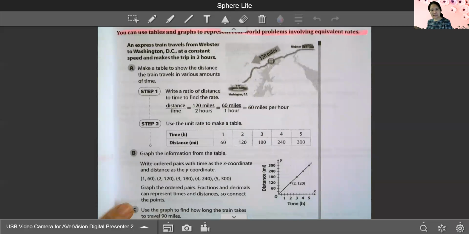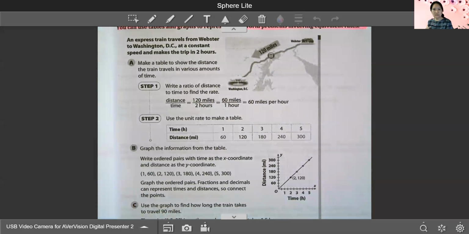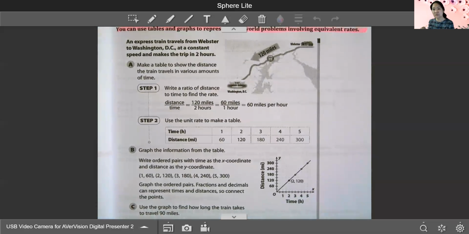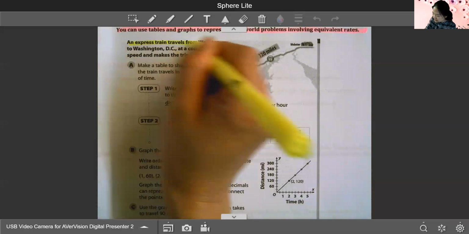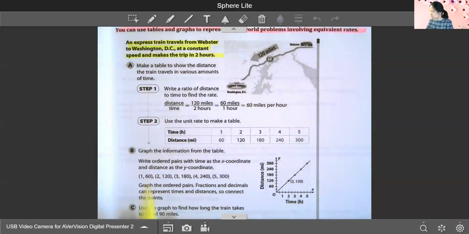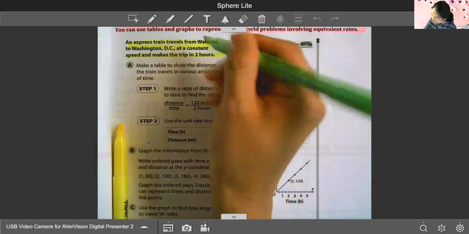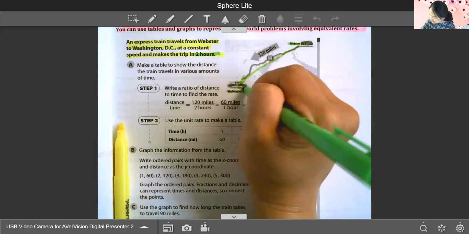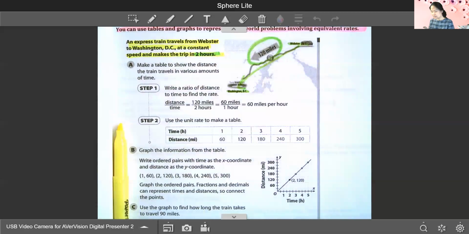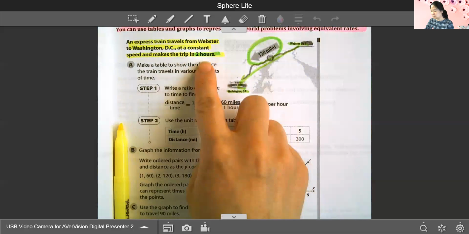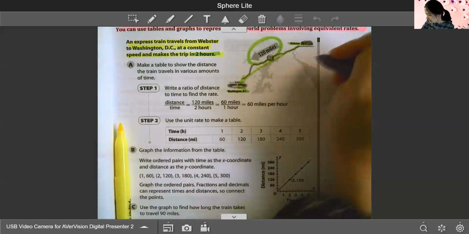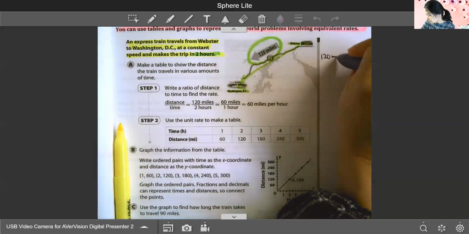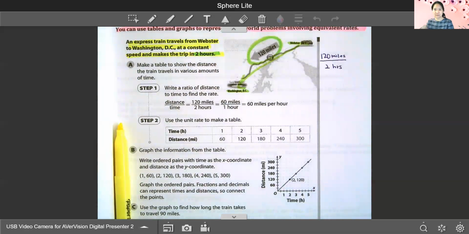Okay, so it says, an express train travels from Webster to Washington, D.C. at a constant speed and makes the trip in 2 hours. Okay, so if you take a look at the picture, it says 2 hours from Webster to Washington, D.C. And you can see it's 120 miles. In 2 hours, you can get that information here. So for me, I'm going to write that as a rate, just so that I remember 120 miles in 2 hours. Remember, miles on top, hours on the bottom.